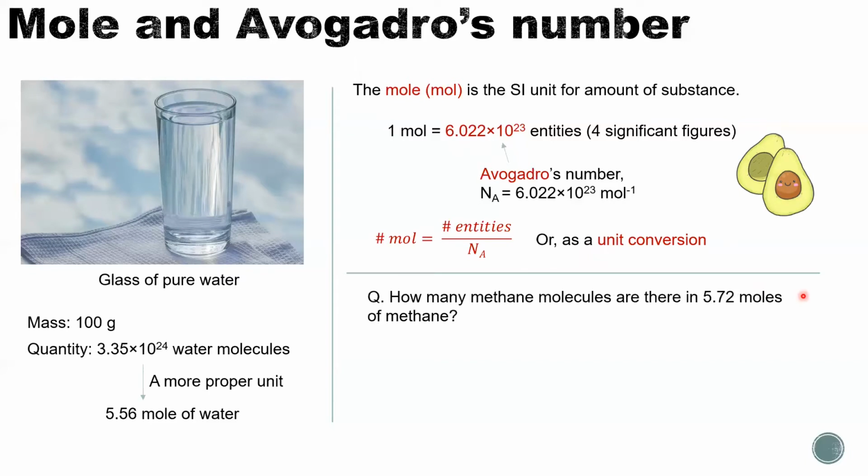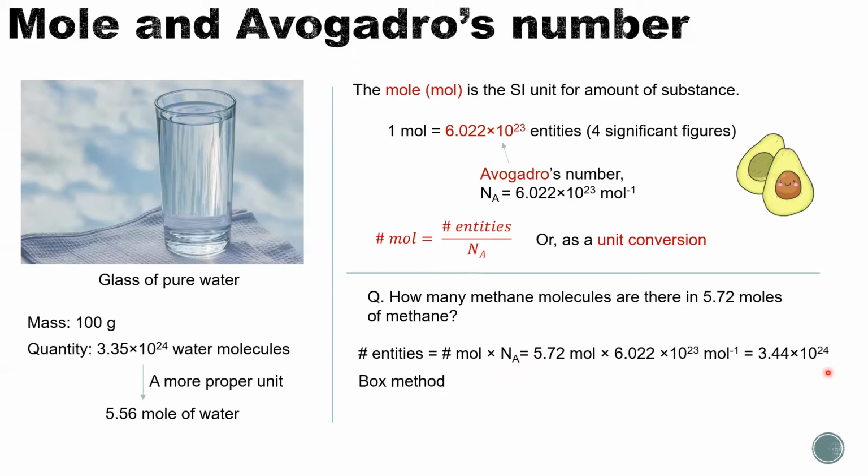How many methane molecules are there in 5.72 moles of methane? Of course, we can use this equation. We already know the moles, and Avogadro's number is a constant, so we can transform this equation. Then the number of entities equals the moles times Avogadro's number, as is shown here. Then plug in numbers. The final answer is 3.44 times 10 to the 24th.